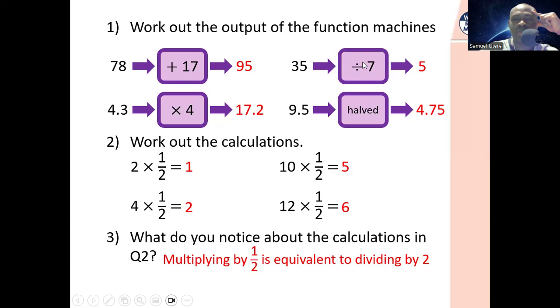And then this one is to divide by 7. This one is to multiply by 4. And this one you're halving. And then the last question you've been asked, what do you notice about the calculations in question 2? Multiplying by a half is equivalent to dividing by 2. You should notice that it's important. We're going to come across a point where we need to use such an understanding, that multiplying by a half is the same as dividing by 2.